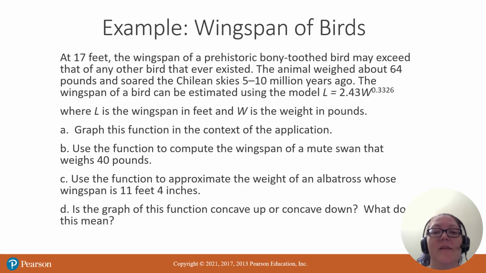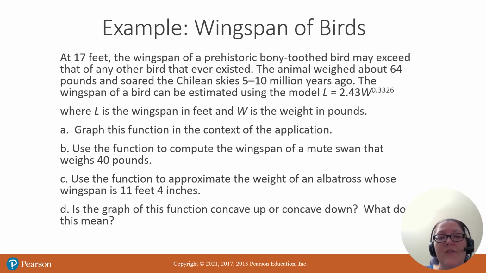Basically, we're going to graph it in the context of this application. We're also going to use the function to compute the wingspan of a mute swan that weighs about 40 pounds, and then use the function to approximate the weight of an albatross whose wingspan was 11 feet and 4 inches. And then we'll talk about whether the graph of that function is concave up or concave down, and what that means in the sense of what we're looking at.